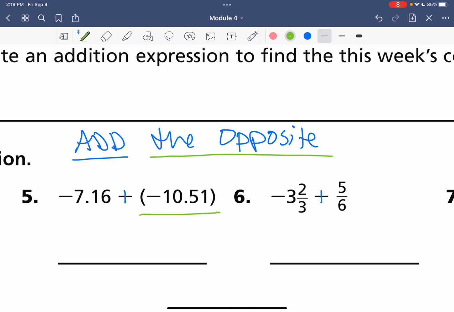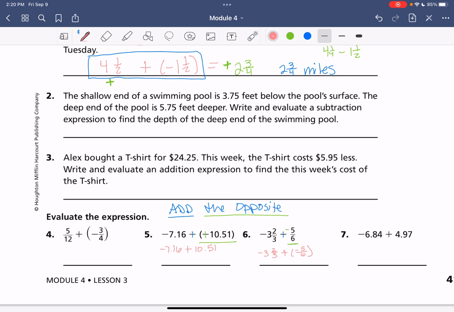So like here we had a negative 10.5. We're going to change that to addition. Our second number here was a positive 5/6. Now it's a negative 5/6. And I want you to take the time to rewrite your problem. Negative 7.16 plus 10.51, negative 3 2/3 plus negative 5/6. All right, please pause this and evaluate these 4 problems here on the bottom, 4, 5, 6, and 7. Pause it, and then when you think you have an answer, unpause it.